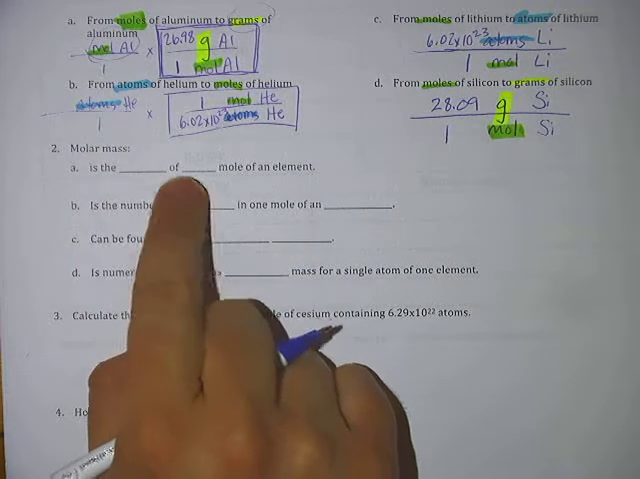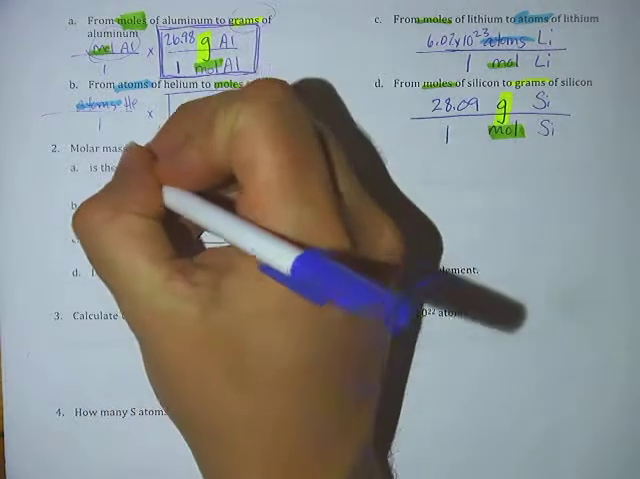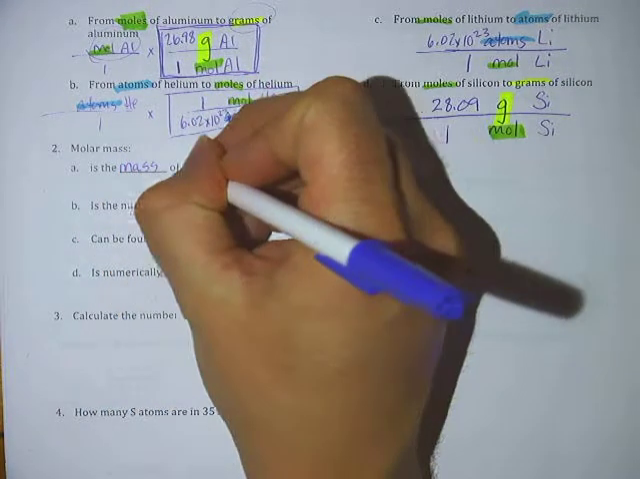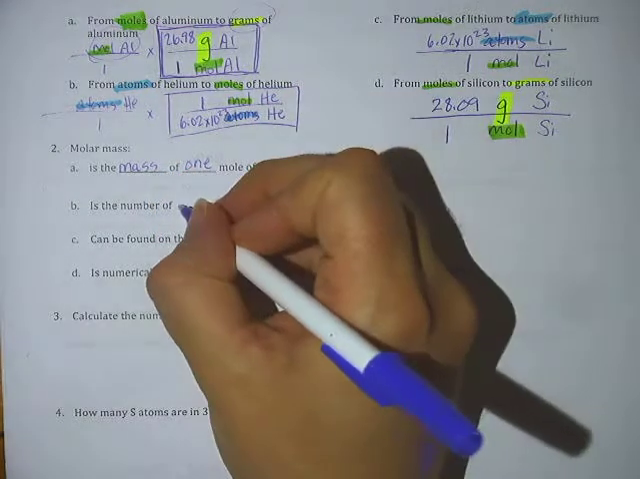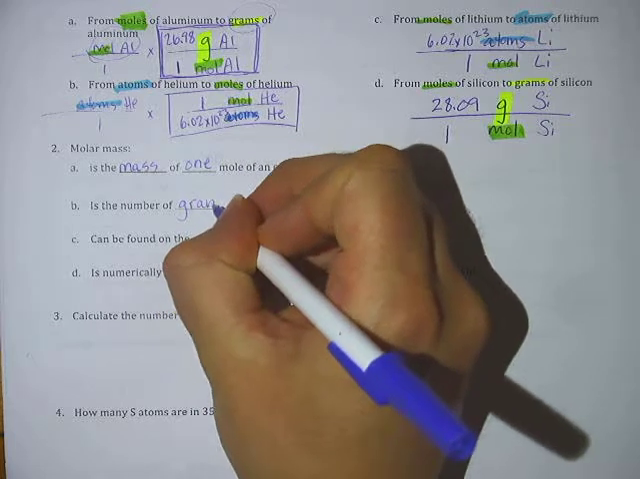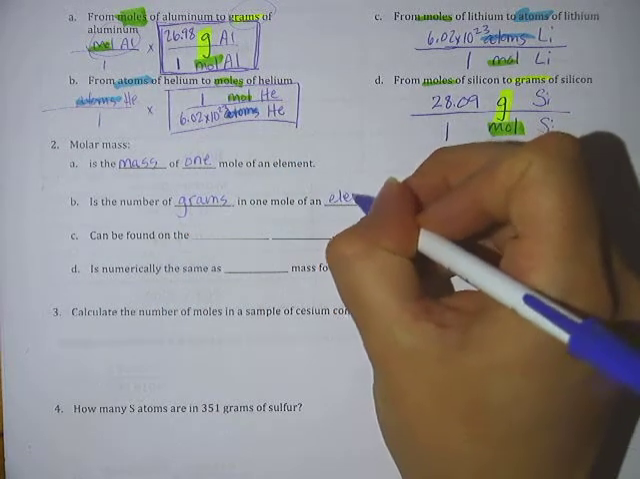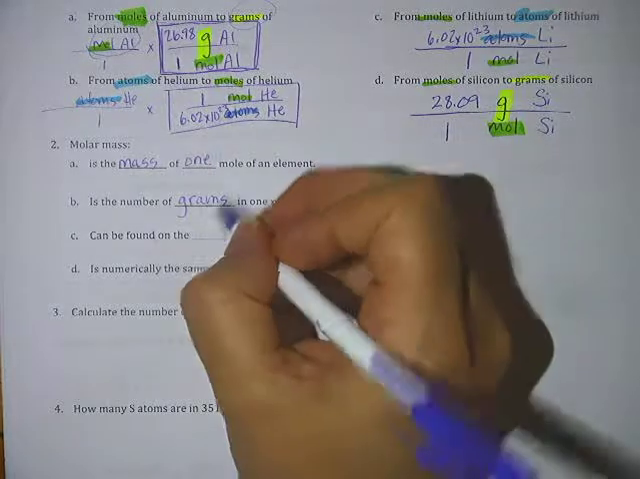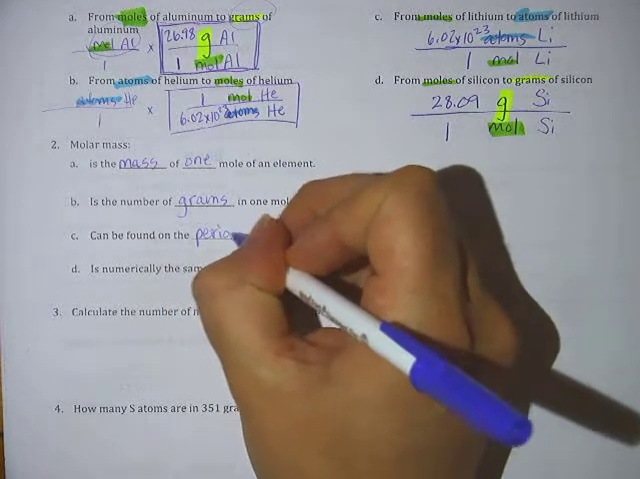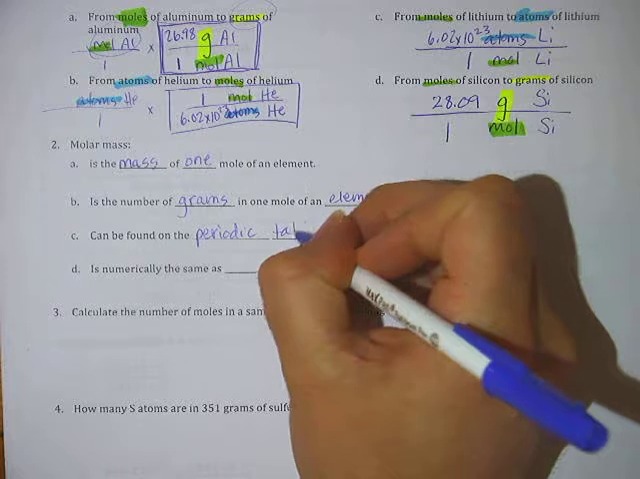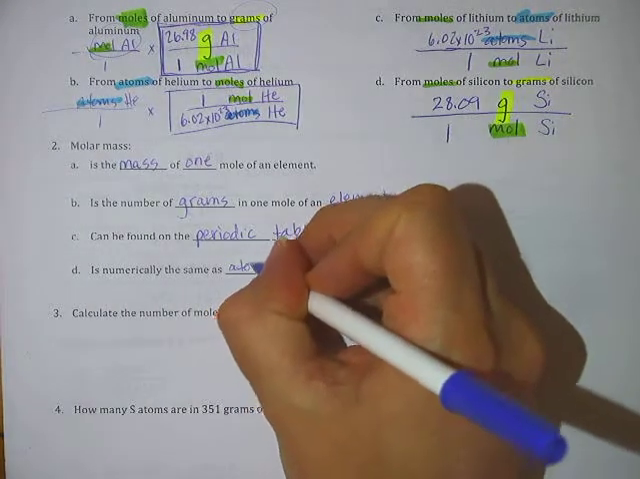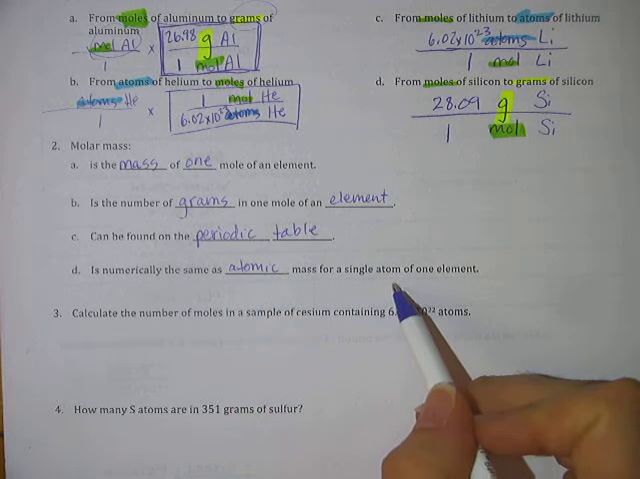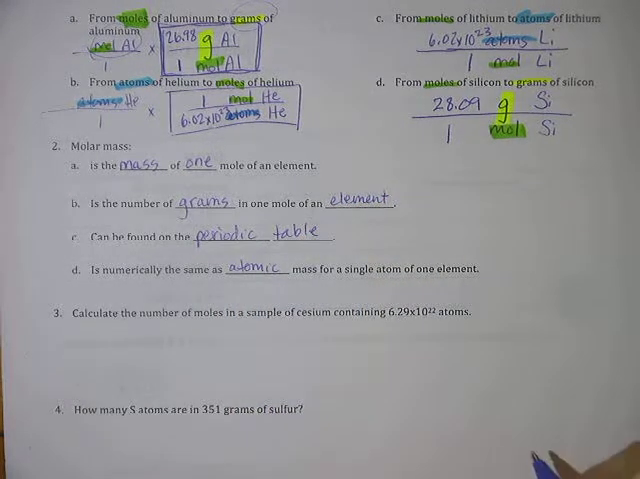Okay, our next section is just some definitions. Molar mass is the mass of 1 mole of an element. It is the number of grams in 1 mole of an element. It can be found on the periodic table. And it is numerically the same as the atomic mass for a single atom of 1 element.